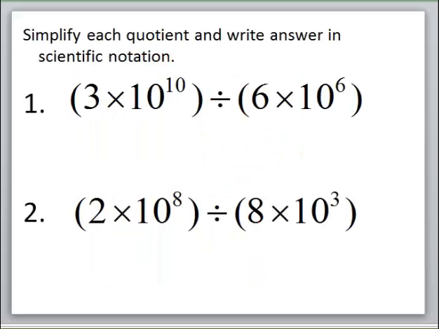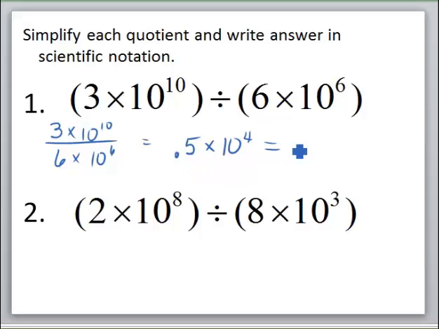The last few we're supposed to leave our answer in scientific notation. Let's look at this a different way. This is 3 times 10 divided by 6 times 10 to the 6. Well, 3 divided by 6 is 0.5 times 10 to the, using the rule, 10 minus 6 is 4. This is not in scientific notation because this number is less than 1.